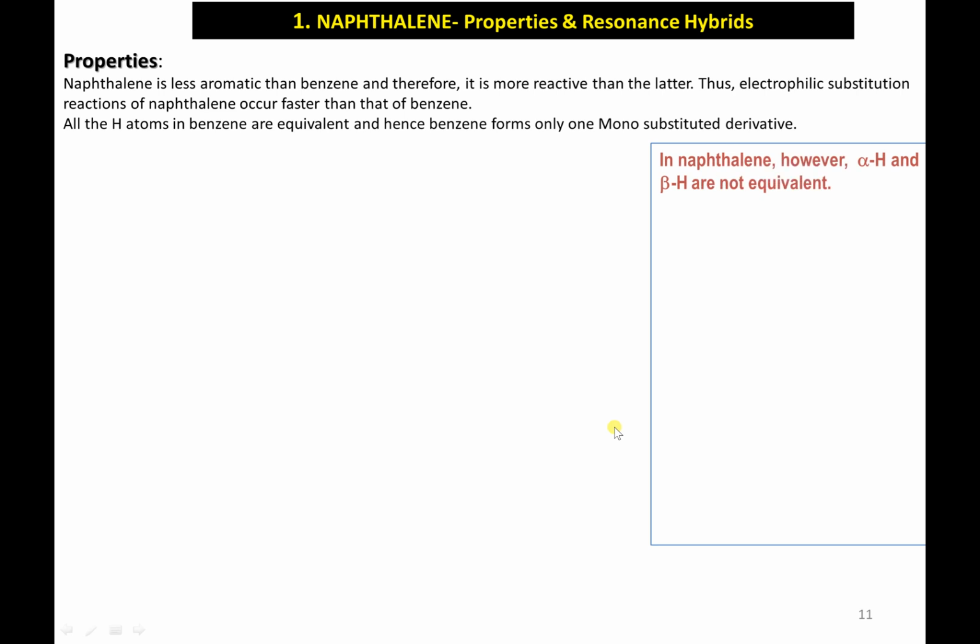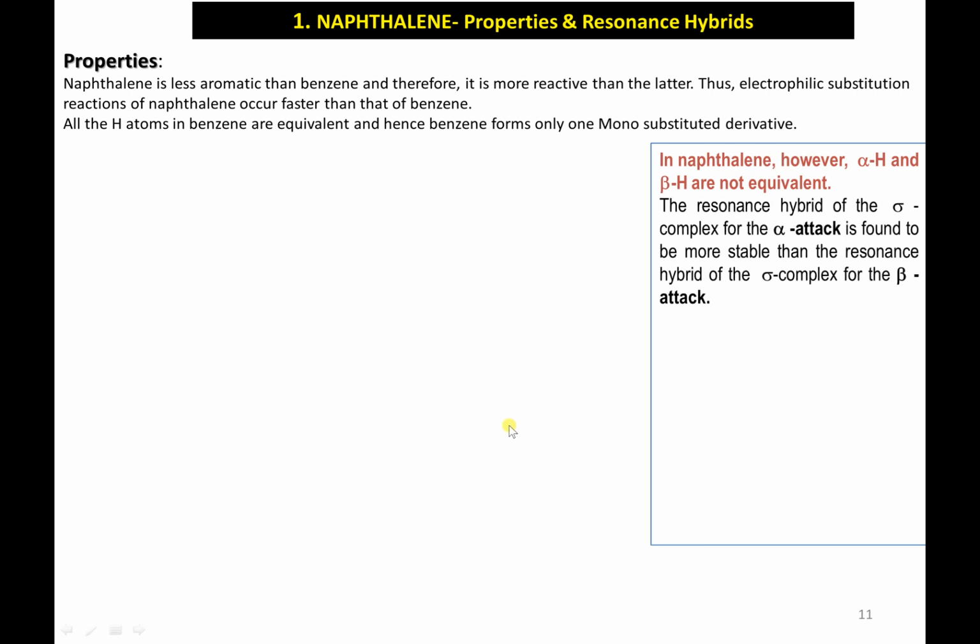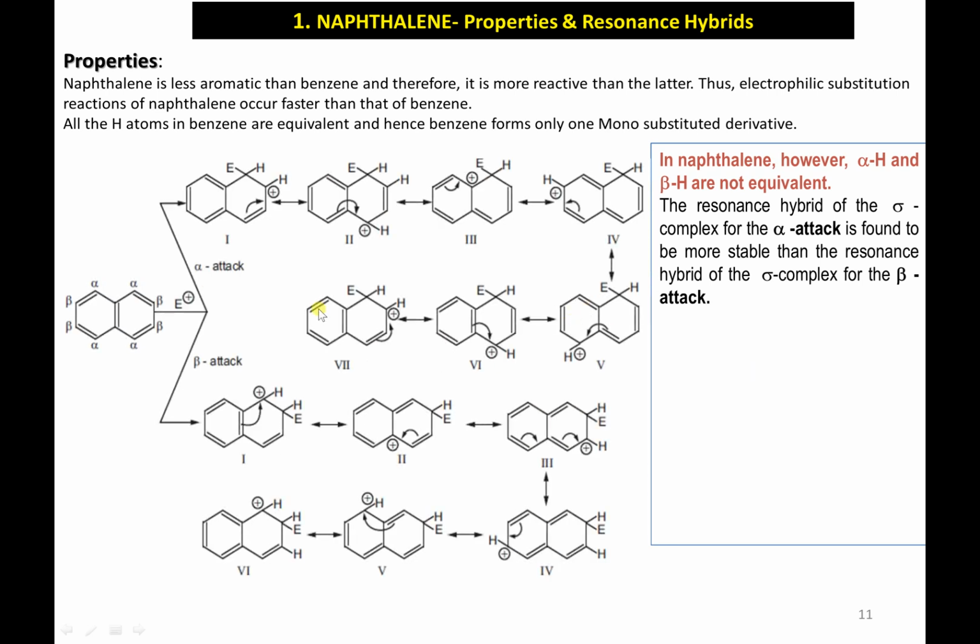You have alpha hydrogens and beta hydrogens, which are not equivalent. The resonance hybrid of the sigma complex for the alpha attack is found to be more stable than that for the beta attack. So the attack is more preferential at the alpha position than the beta position. In the alpha attack there are 7 resonance structures, compared to only 6 at the beta, so there it scores.